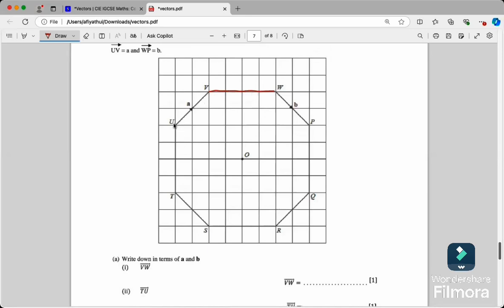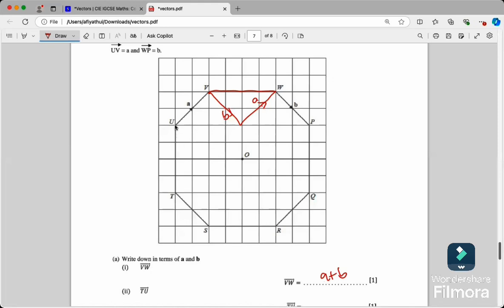So we need to find something which is parallel to WP. So we can go from here to here. This vector is parallel to this, so this will be B, and this vector is parallel to this, so A. So we can just simply say that it's going to be A plus B. Just find the parallel vectors, and parallel vectors are always the same.